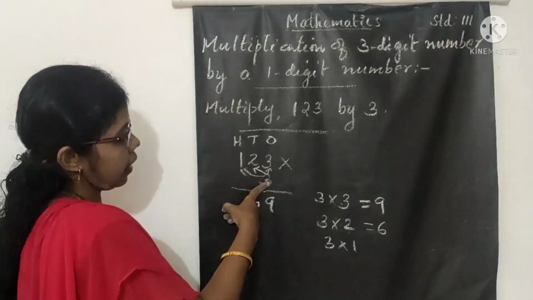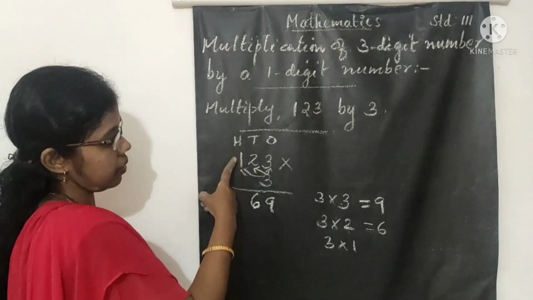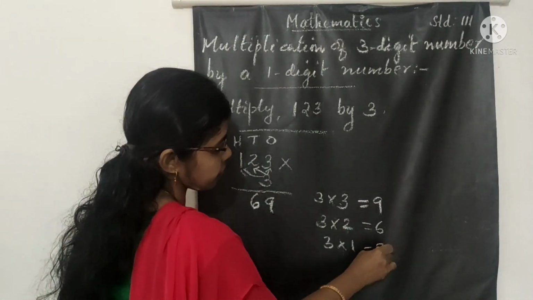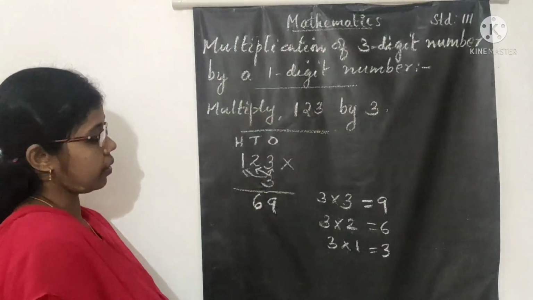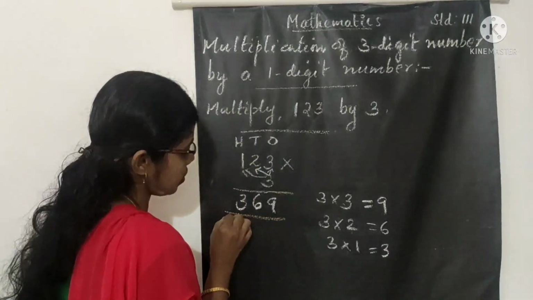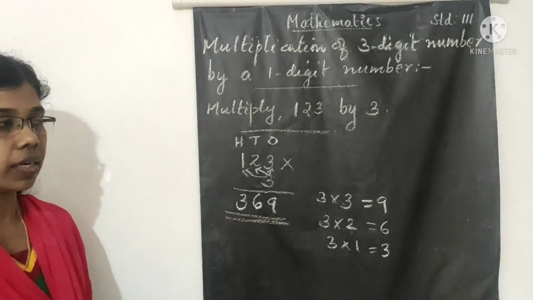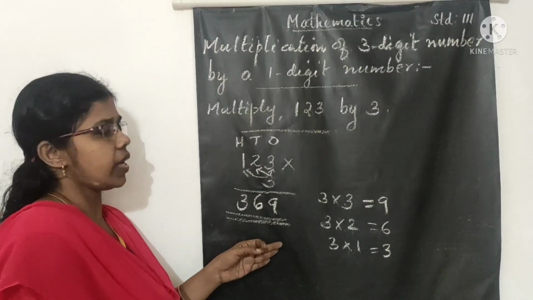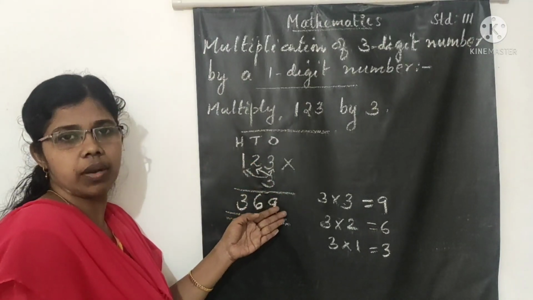Next, 3 into 100. 3 into 100, what? 300. That 300, write in the hundreds place. So our answer is equal to 369. That is, simply we can use the multiplication table, then add.